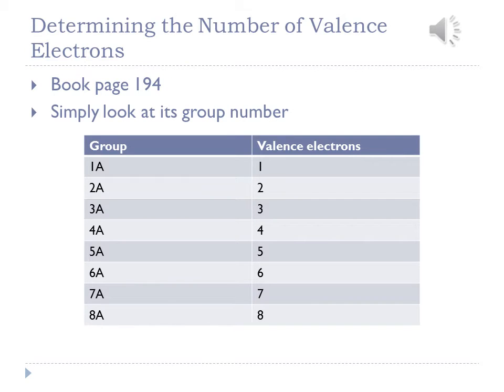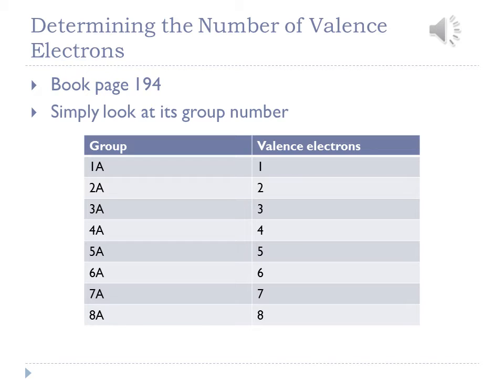Determining the number of valence electrons. Please open your book, page 194. To find the number of valence electrons in an atom of a representative element, simply look at its group number. For example, atoms of the group 1A elements have one valence electron, like lithium, sodium, potassium. Beryllium and magnesium in group 2A have two valence electrons.